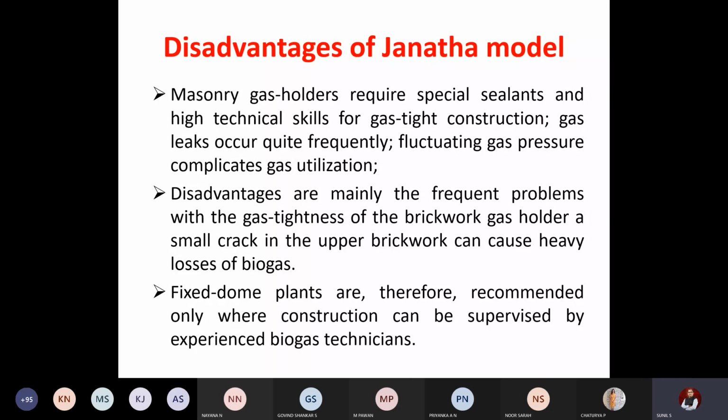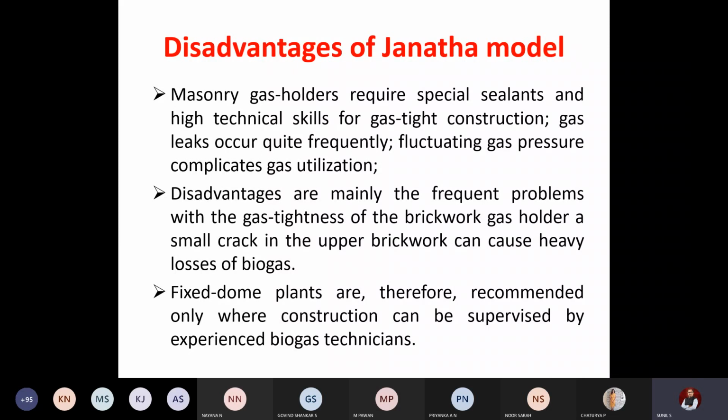Utmost care should be taken while construction, and wherever there are tappings, pukka sealing should be done. Even whatever care you take, over a period of time there will be leakage of gas. This is one of the disadvantages. As I told you, the next disadvantage is mainly the frequent problems with gas tightness or brickwork. Whatever care is taken, leakage of gas will be there.